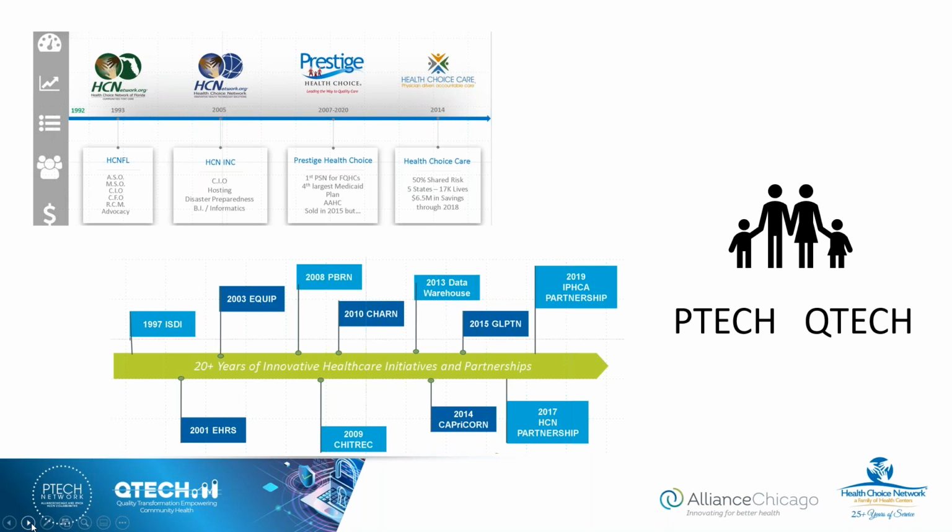We've always enjoyed a close relationship, but we've really reinvigorated that partnership over the last couple of years. And both health center controlled networks in the new HRSA grant have deliberately aligned what we're doing in our network grants. And this webinar series today is emblematic of that. We're kind of minding our P's and Q's together here with P-Tech from Alliance Chicago and Q-Tech at Health Choice Network. Next slide, please.